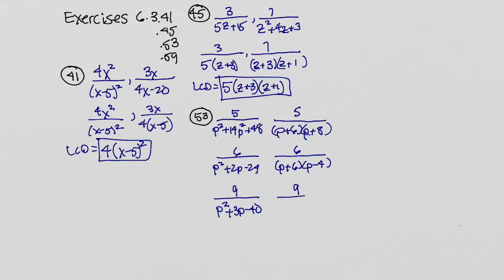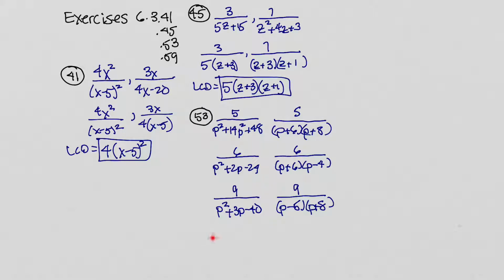And then the last one, how about a 9 over, how about p and p? How about 5 and 8? So if we use a 5 and an 8, they have opposite signs. So let's put the plus here, the minus here. So it looks like our LCD is going to consist of 5 factors. We'll have the p plus 6, the p plus 8, p plus 6 we've already got, the p minus 4, the p minus 5, and p plus 8 we've already got.